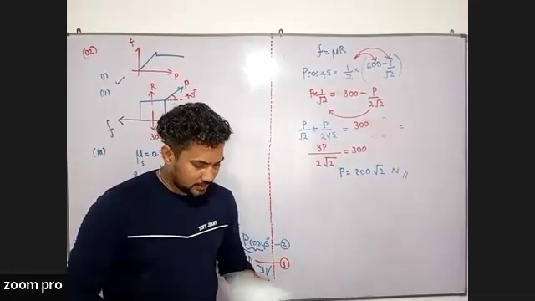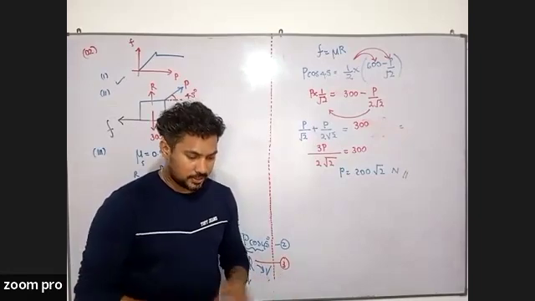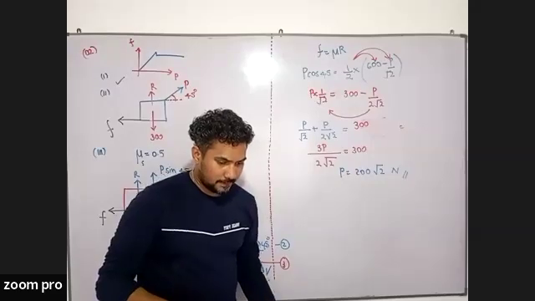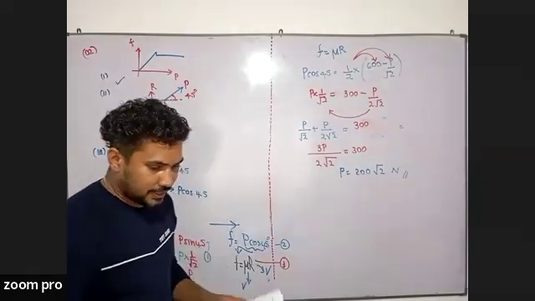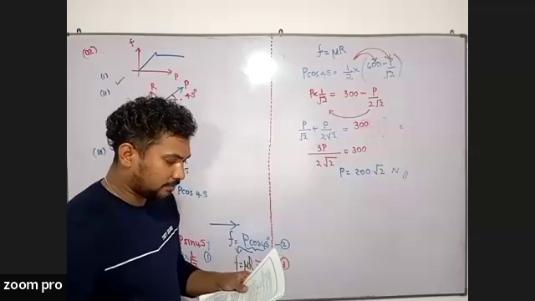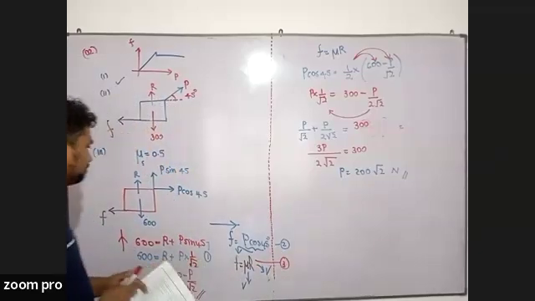So in the next part of this question, if theta is changed by keeping P constant, then find the maximum and minimum friction force acting on the object, right?